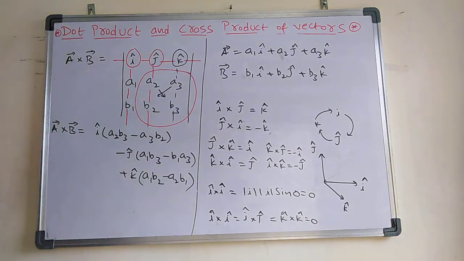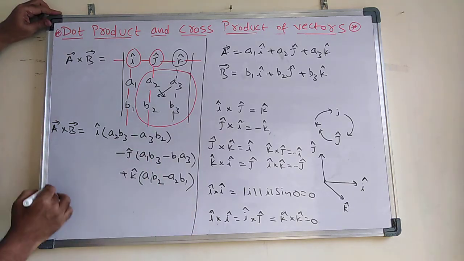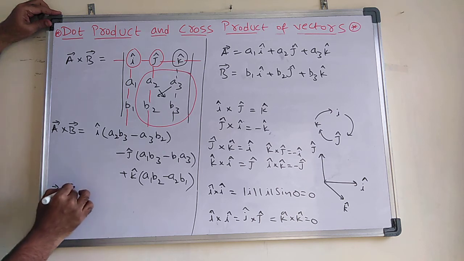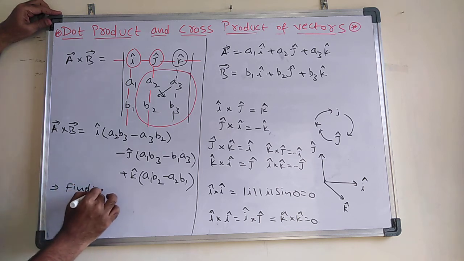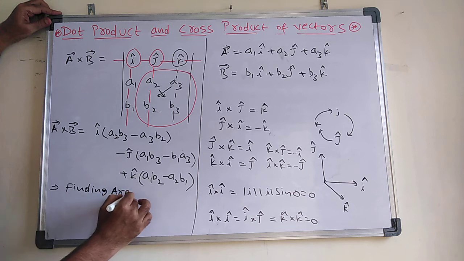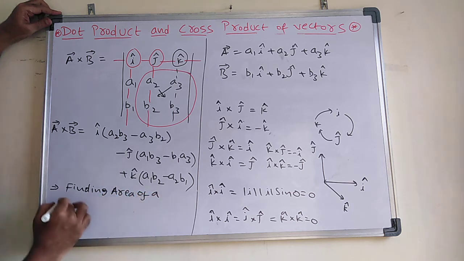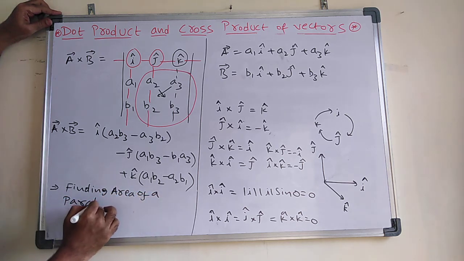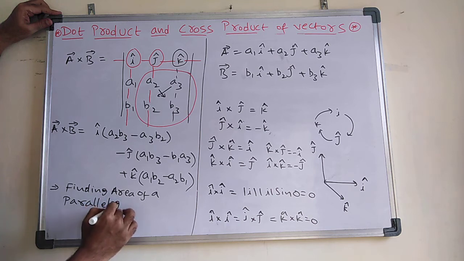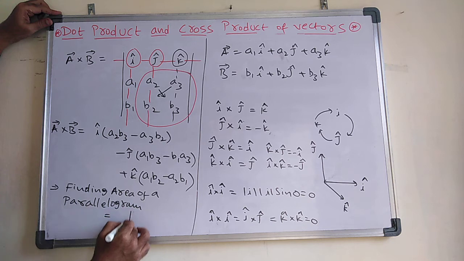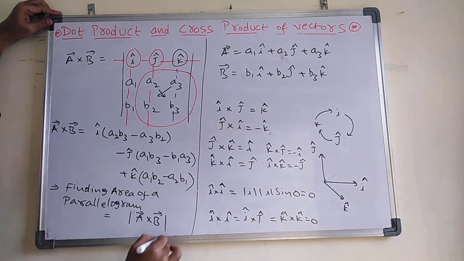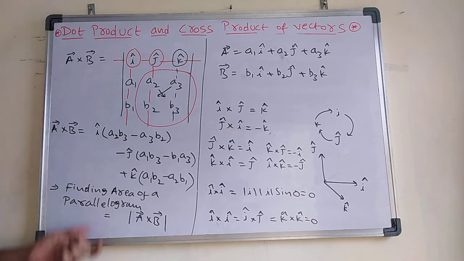And see carefully where this cross product is useful. One use is finding the area of a parallelogram. What is the area of a parallelogram? It is the modulus of a cross b. So if you take the modulus of a cross b, you will get the area of the parallelogram.